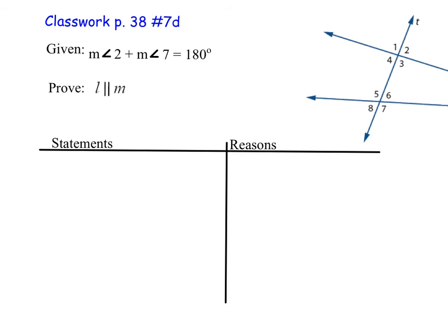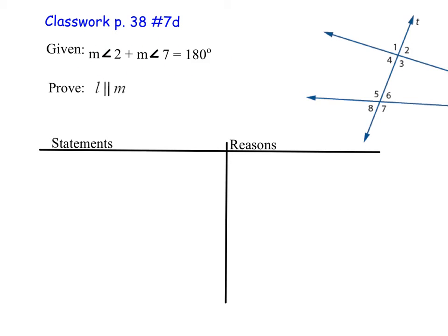Alright, so in the second proof, what we want to try and do is show again that corresponding angles are equal to each other. And now I'm going to use the same corresponding angles as last time. I'm going to try and show that 3 and 7 are equal, therefore showing that these lines are parallel by the parallel lines postulate. But in this case, we're given a little bit different information.